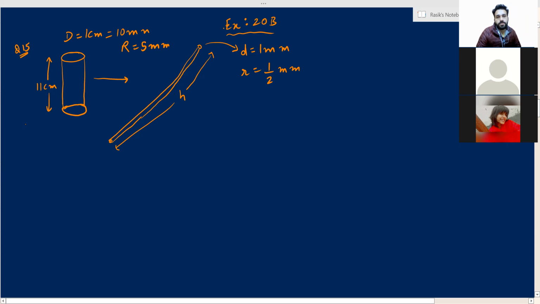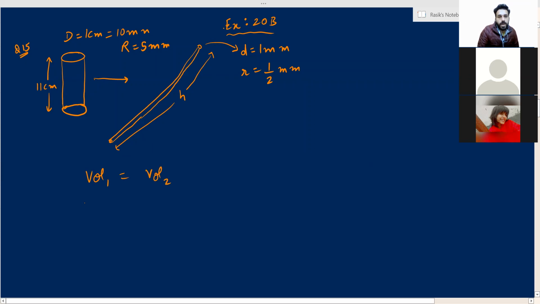Now, can we say that when the shape of the piece is changed and it is made into a wire, the volume of the wire will remain the same? Am I right or not? Yes, sir. Because the same amount of metal is used to make the wire. That means the volume will remain the same. So we can say that volume 1 is equal to volume 2.